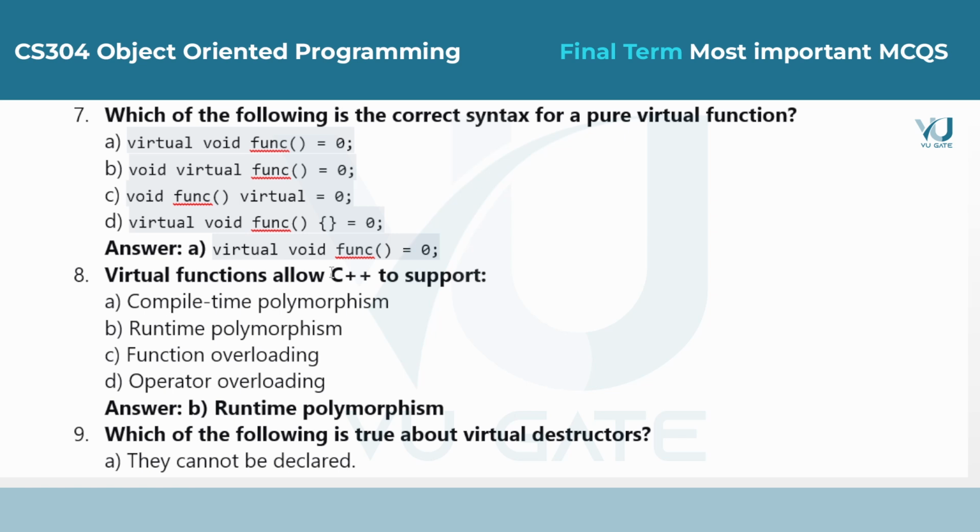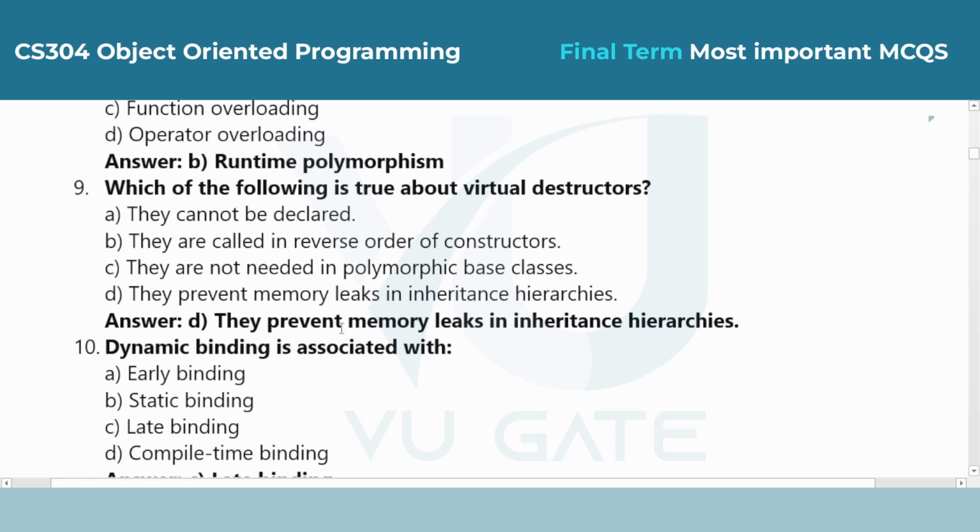Q8. Virtual functions allow C++ to support. Answer. B. Runtime polymorphism. Explanation. Virtual functions allow the program to decide which function to execute at runtime based on the object type. This is also known as dynamic binding.